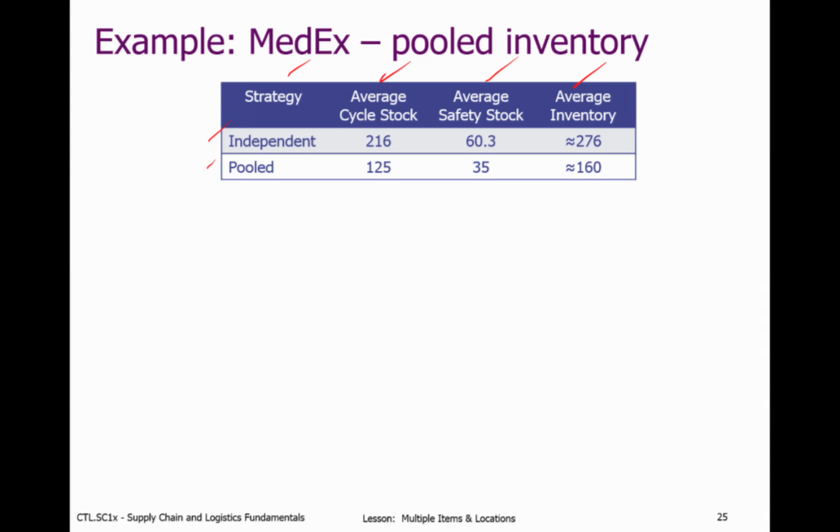So what do we observe? Going from each ward independently managing down to where it's being pooled, in each case, the amount of inventory goes down. How much does it go down? By the square root of 3. You can verify that really quickly if you want.